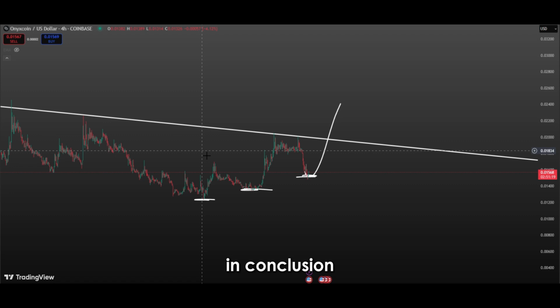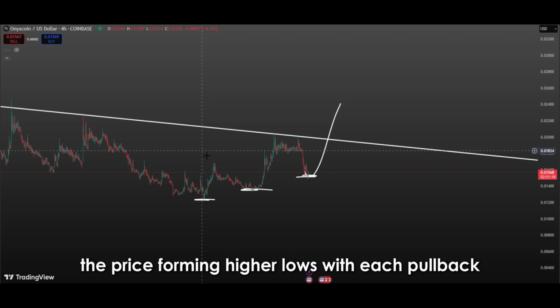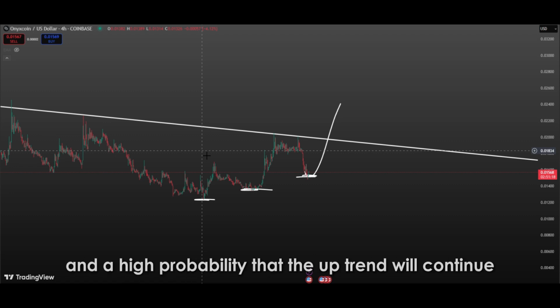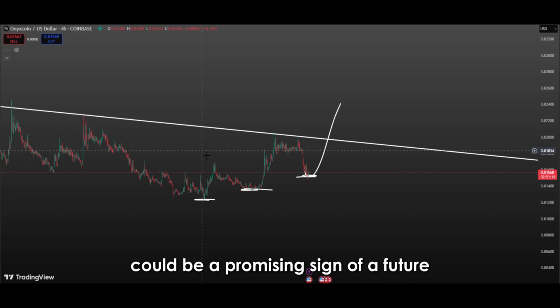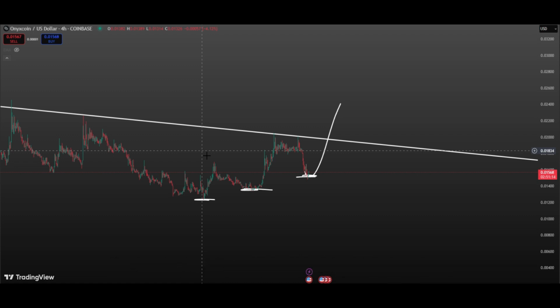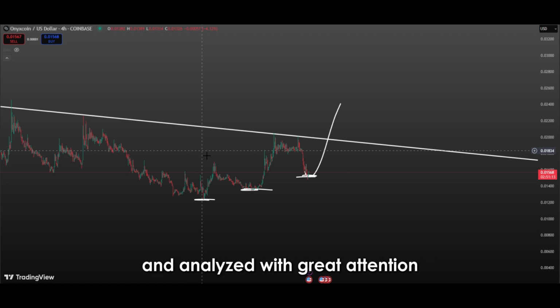In conclusion, the price forming higher lows with each pullback shows strong buying interest in the market and a high probability that the uptrend will continue. Price action that progresses within this kind of structure could be a promising sign of a future filled with potential gains for many investors. As such, these formations should be monitored and analyzed with great attention.